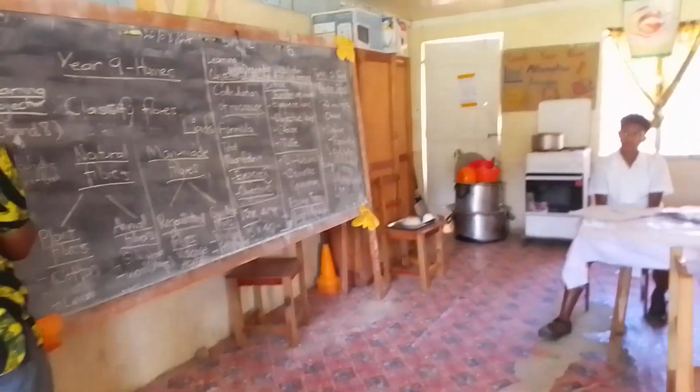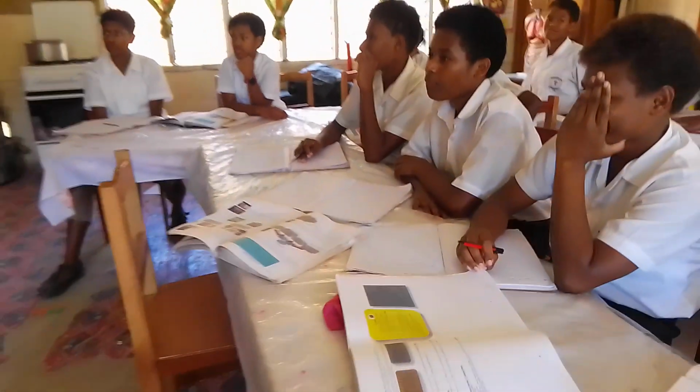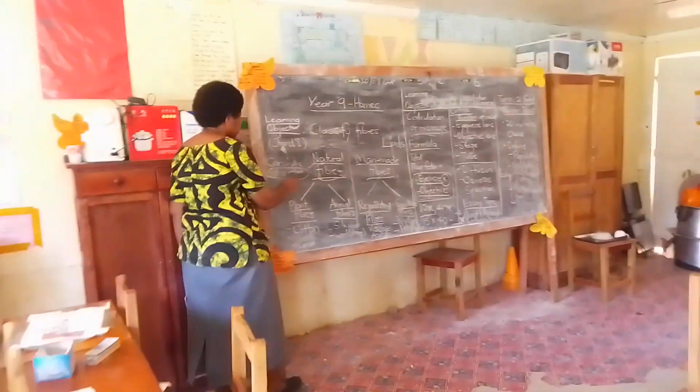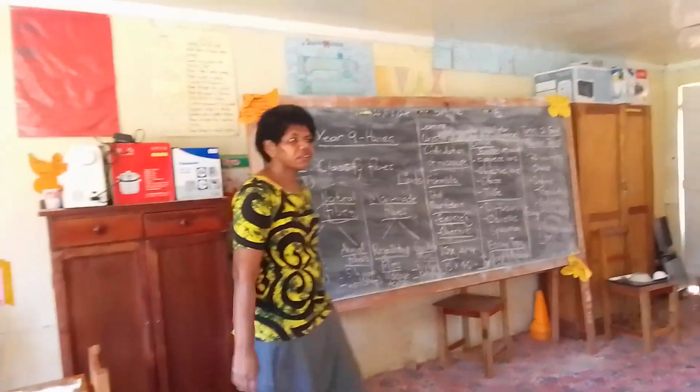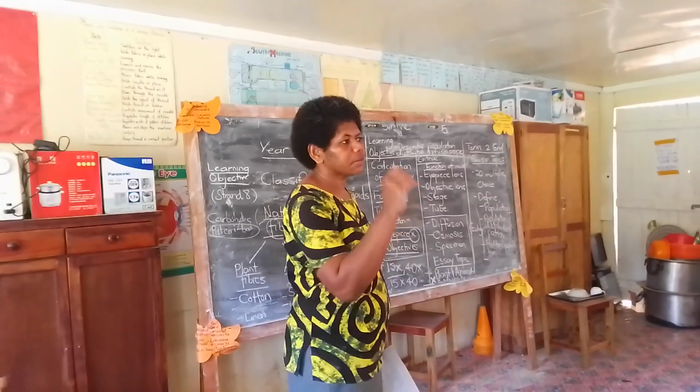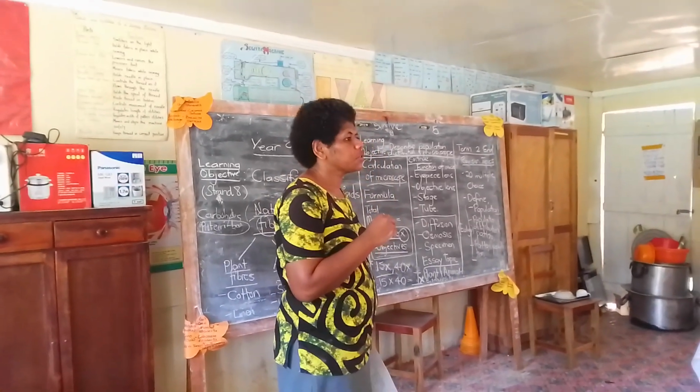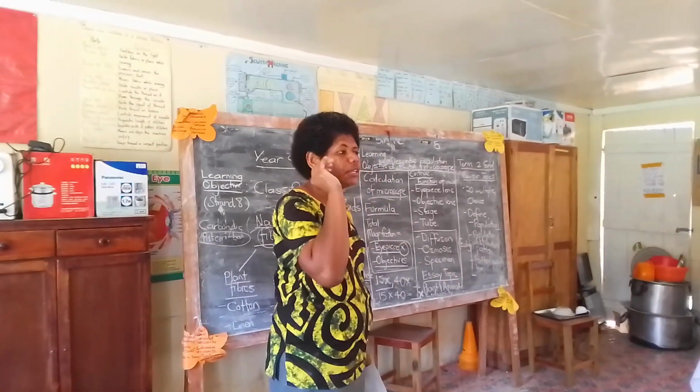Why do I emphasize these nutrients more? Because protein is the one that produces these two: natural fibers and man-made. The word fibers comes from the protein nutrient. The common term that we usually use from primary school level and year 9 and 10 is bodybuilding.